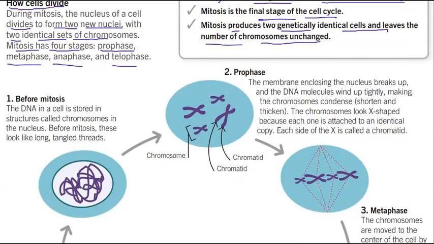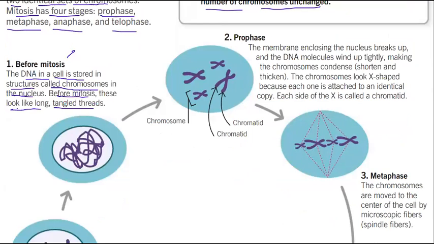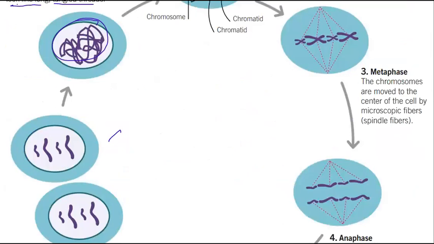Before mitosis, what will happen? DNA in a cell is stored in structures called chromosomes in the nucleus. Before mitosis, these look like long and tangled threads.